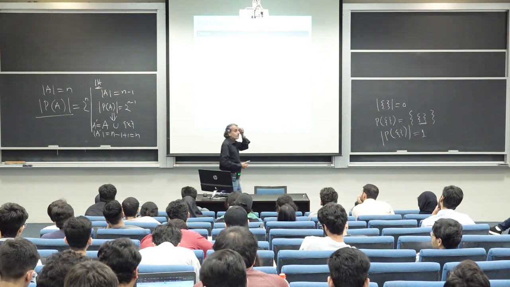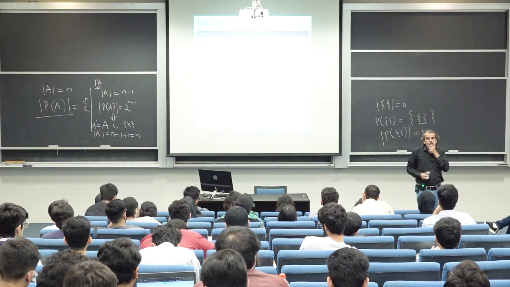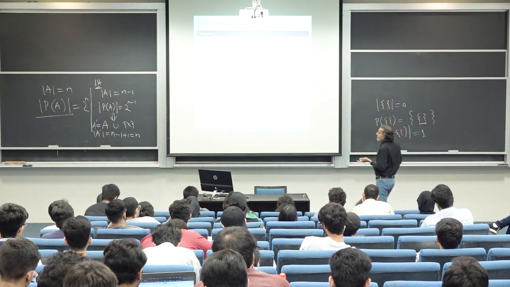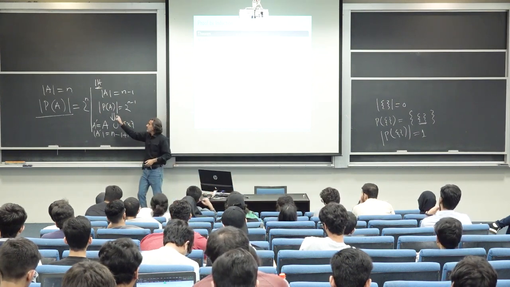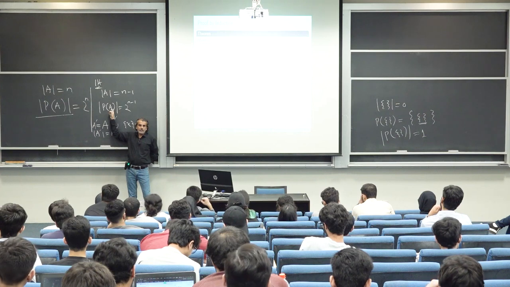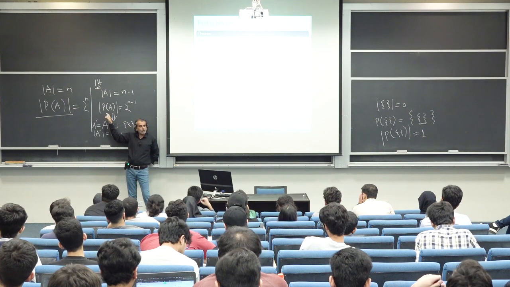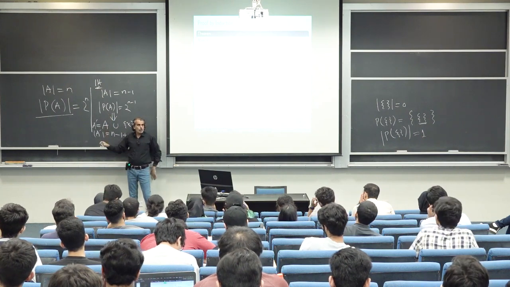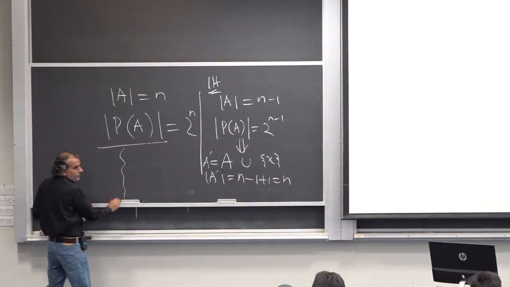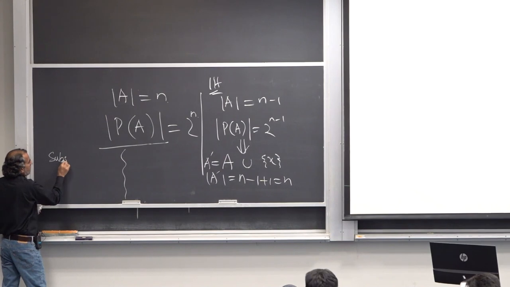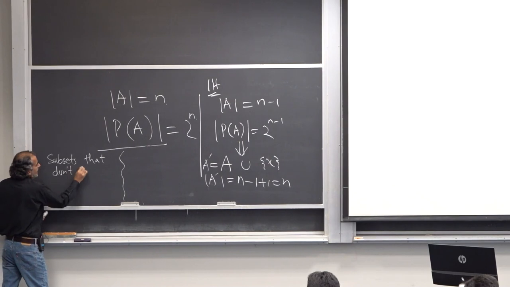Is everyone with me? Some people are not. Okay. So a quick question. जो PA है, the power set of A, does any subset over here contain X? Does any subset contain X over here? No, right? So just give me a while, I'll take your question. So there are two kinds of subsets now. There are some subsets of A prime that don't contain X.